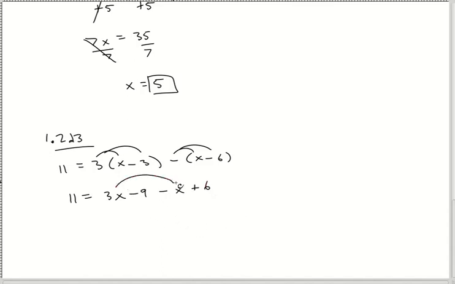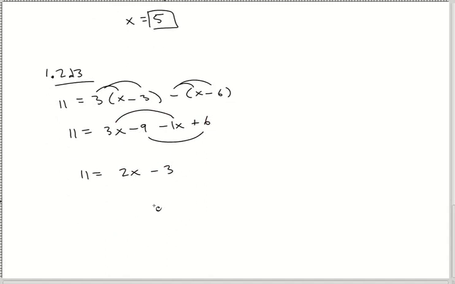Combine like terms. These are x's and these are what I say numbers, because they're just numbers. 3x minus 1x is 2x. And then I got a negative 9 and a positive 6 makes a negative 3. And now you can see it's much easier. I'm going to add 3 to both sides. So I got 14 is equal to 2x. Divide by 2 on both sides. And that makes 7. Cool.